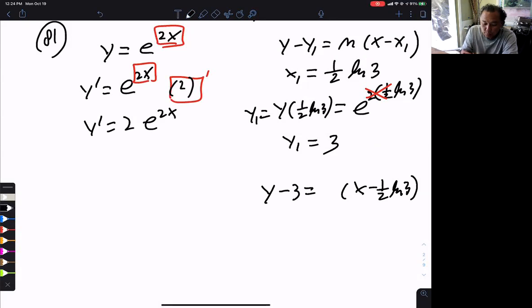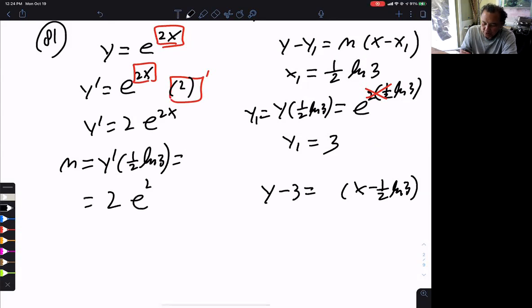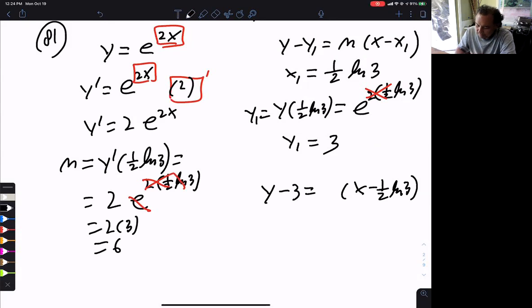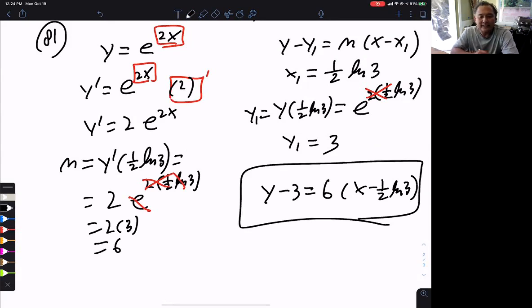Now I want the slope. How do I find the slope at that point? I plug in the point where I want the slope. That's at 1/2 ln 3 because they told me that. So that's going to be 2e to the 2 times 1/2 ln 3. And again, the 1/2 and 2 cancel, and e and ln cancel, leaving 2 times 3, or 6. I plug the 6 in for the slope, and I'm done. Finito. Yeah, that's it.